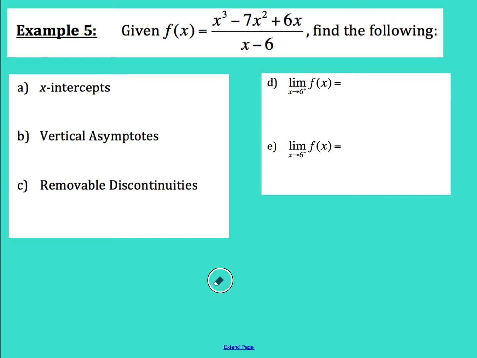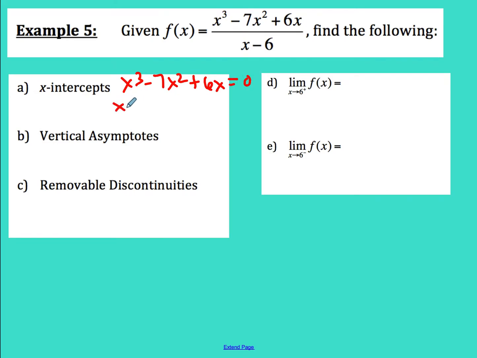Great, example 5, we have a little bit different function. This time it's a little bit more complex. We still need to find the same thing. So our x-intercepts, we're going to go ahead and take our numerator and set it equal to 0. So I would have x cubed minus 7x squared plus 6x equals 0.